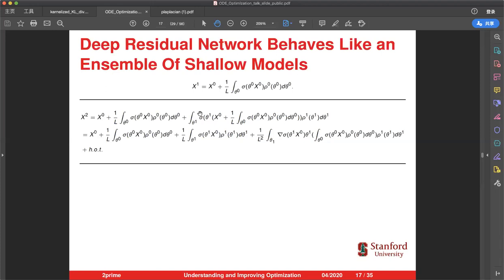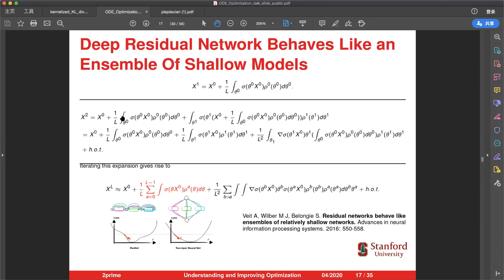If you do such things, you can see the first two terms are just like a two-layer neural network. You can do it several times, and you can get something like this. The leading term here looks like just an ensemble of different networks, and the next part is something that scales like the inverse of a factorial. So can we write down this formula to say that the residual network behaves like an ensemble of shallow networks, like two-layer networks? Can we write it down?